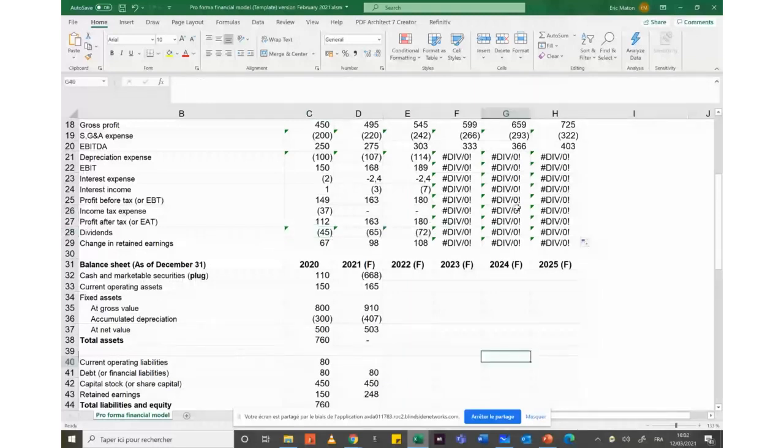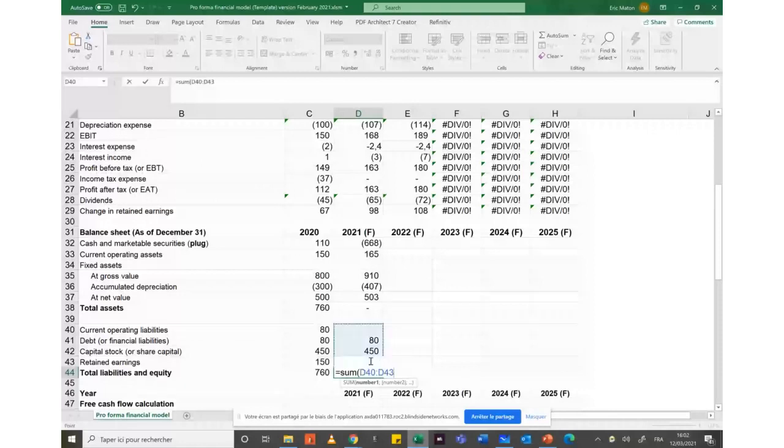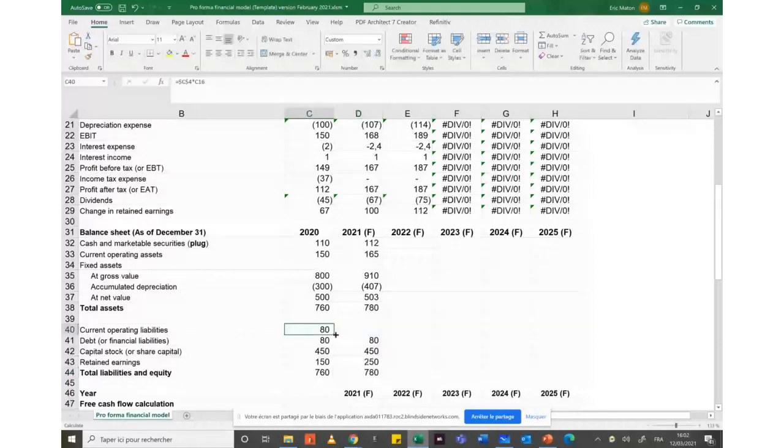The total liabilities and equity is the sum of the three. And this is this formula. Normally, I hope everything is working. I can use for the rest.